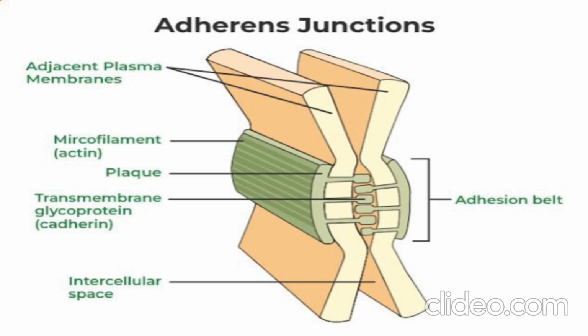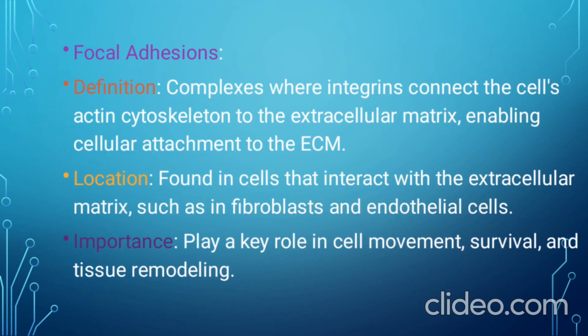While hemidesmosome and focal adhesion, we are going to talk about that soon, both of them work with integrin. Adherens junction and desmosome are both cell to cell, while hemidesmosome and focal adhesion are cell to extracellular matrix. But for adherens junction and focal adhesion, both of them are attaching the actin filament of the cell, while desmosome and hemidesmosome are attaching the intermediate filament of the cell.